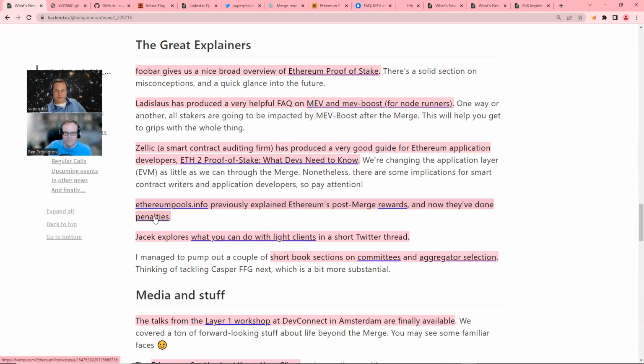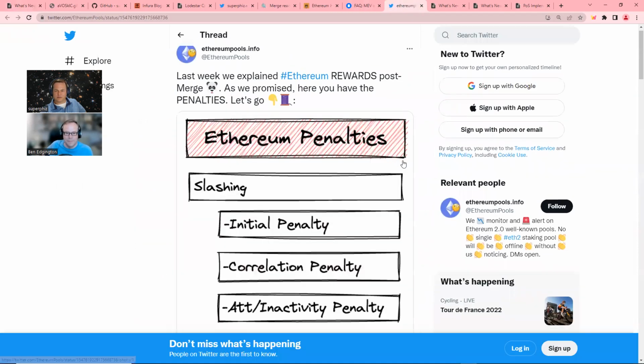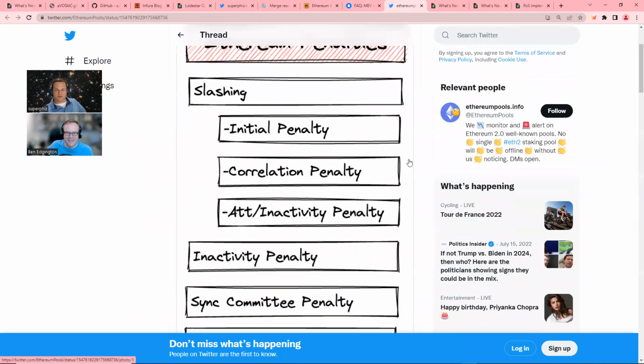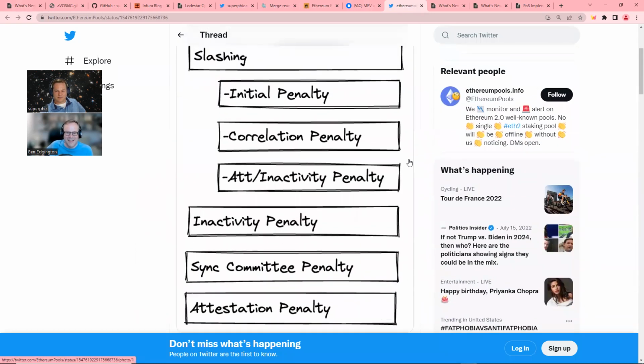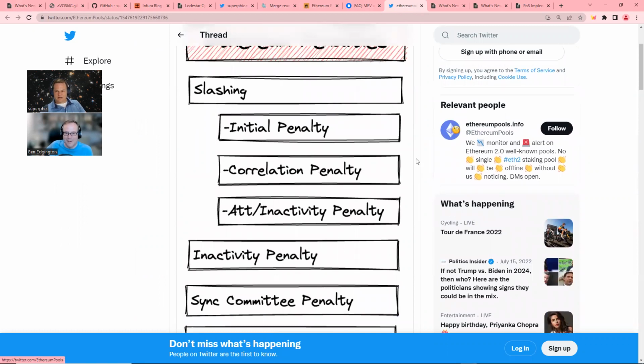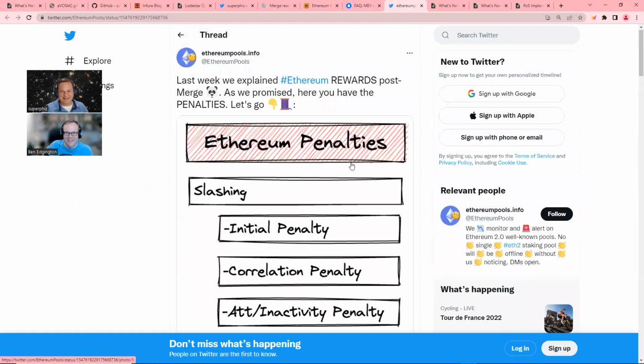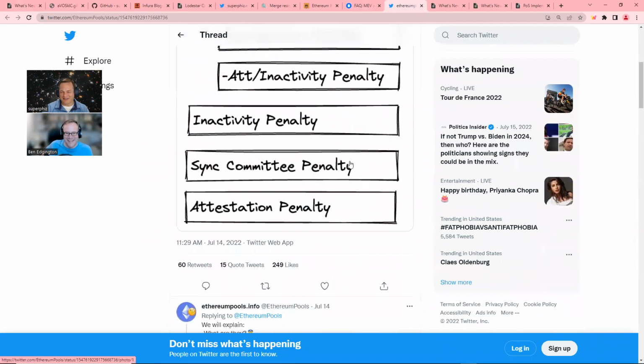Okay. And I'm loving Ethereum Pools' discussions about rewards and penalties. This one is fantastic. Yeah, this is another win for draw.io, I believe. Do you mean it's not hand done? I'm such a fool all this time.